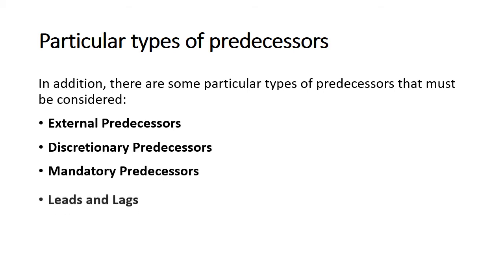Leads and lags: sometimes your project will depend on things outside the scope of the work you're doing. Lag time is when you purposefully place a delay between the predecessor task and the successor, whereas lead time is when you give a successor task some time to get started before the predecessor finishes.